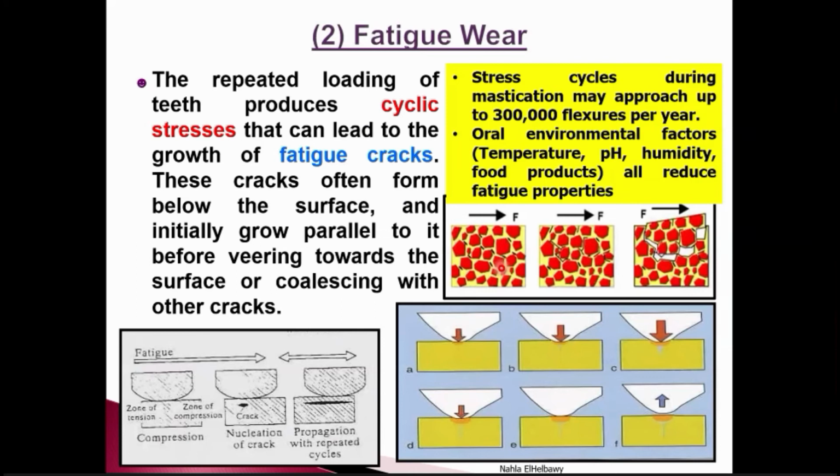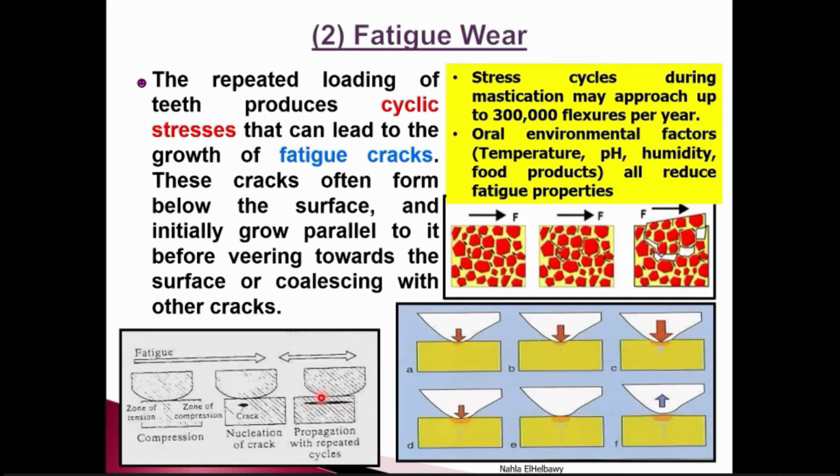The fatigue wear is due to cyclic loading or cyclic stresses, because during mastication we get 300,000 loadings per year. So this is a huge number of loadings, and that can result in the formation of micro cracks. If you can see here, this micro crack will either join other micro cracks to make a long crack, or it will extend on its own to make a long crack. So this long crack, after thousands of loadings, will fracture.